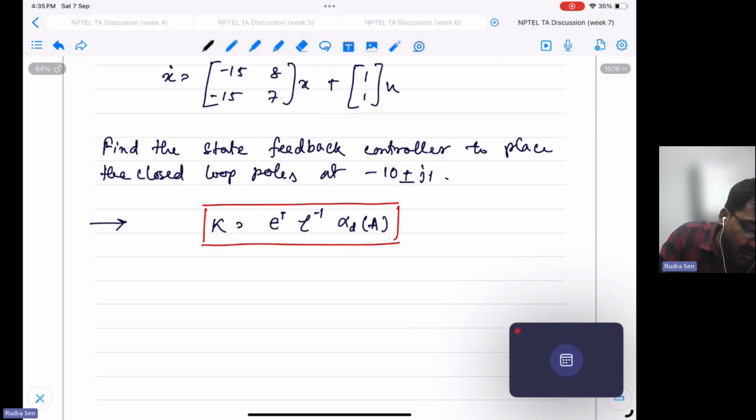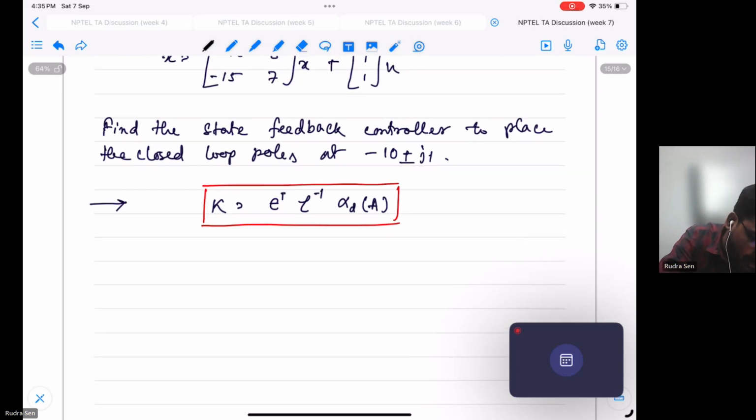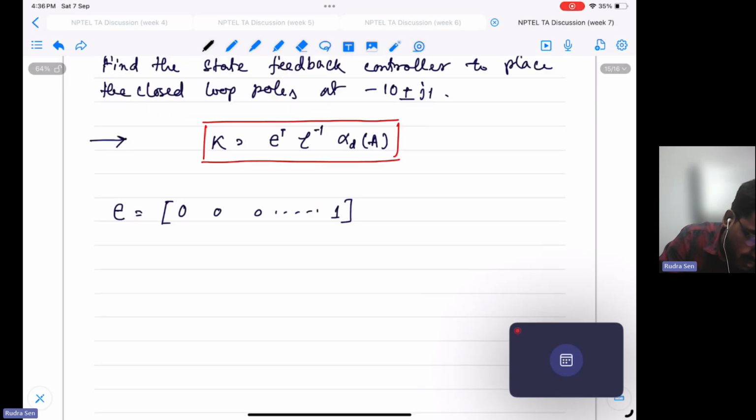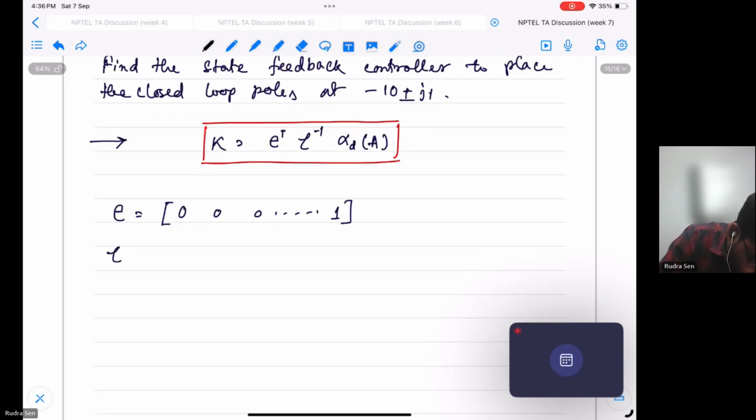So here, what is E transpose, or rather, what is E? E is basically 0, all 0, only the last term is 1. This is basically E. C, you all know, is the controllability matrix. And alpha D, what is alpha D?